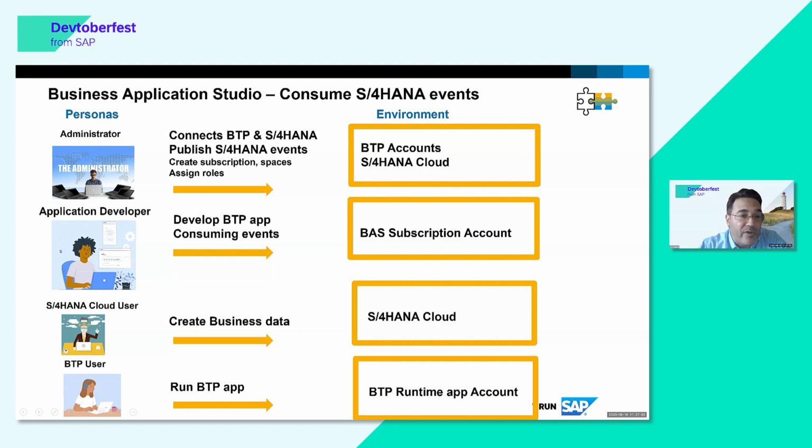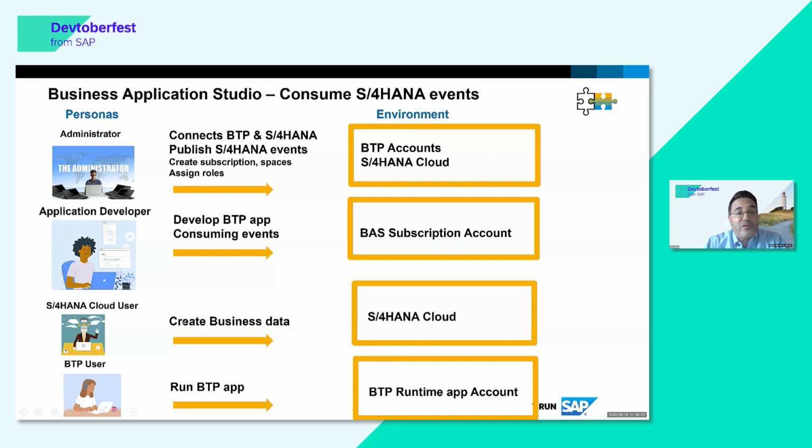The application developer in BTP, and this will be most of our demo, will create an approval application for a business partner and will give the end user, the BTP user, the option to approve a business partner that is received from the S/4HANA. So this is an overview of the different personas.